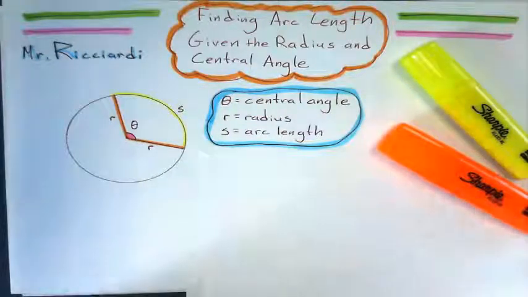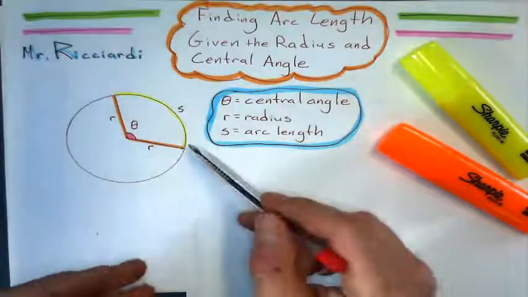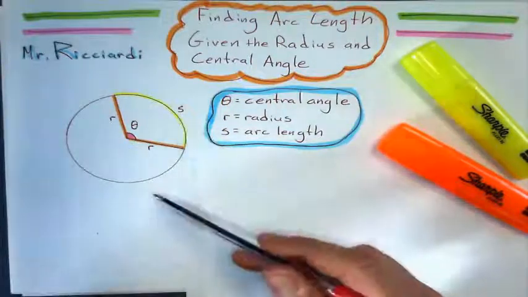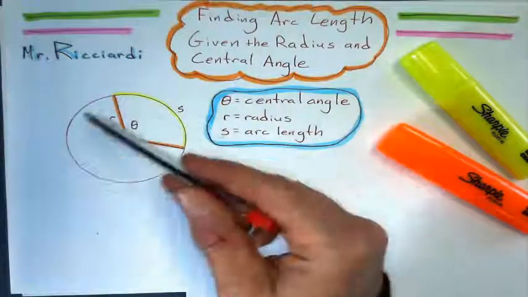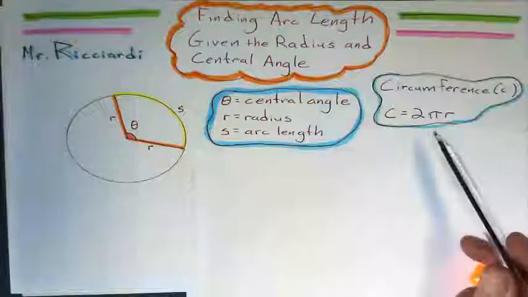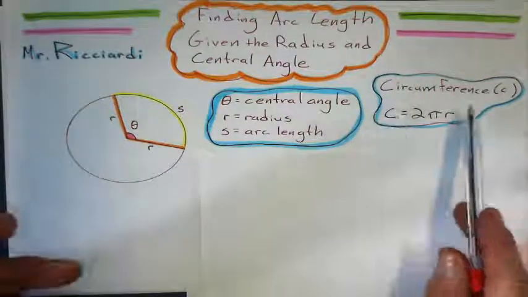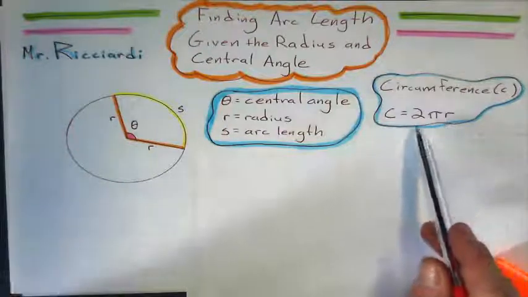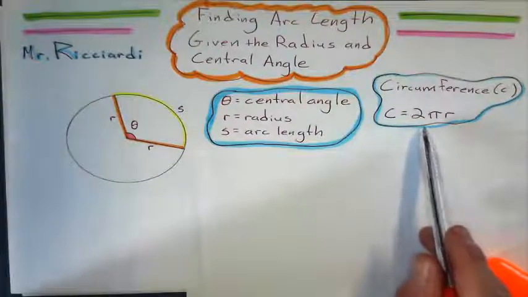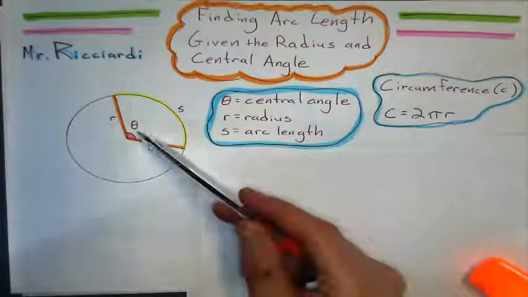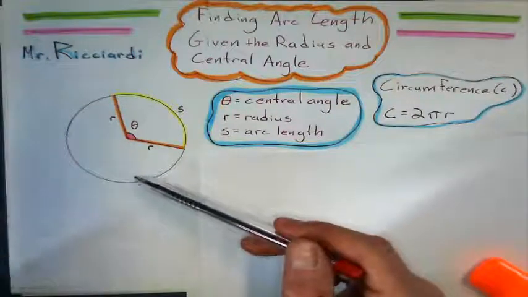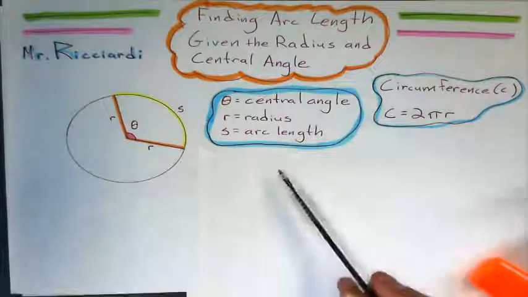Okay, one thing is the arc length is always going to be a fraction of the total circumference. All right, the circumference is all the way around the circle. The perimeter of the circle is the circumference, and that has a formula. That formula for circumference is 2 times pi times radius. So our arc length is always going to be a fraction of this. And that fraction is going to be the central angle out of 360. That's why a quarter circle is a quarter circle, because 90 out of 360 is 1/4.